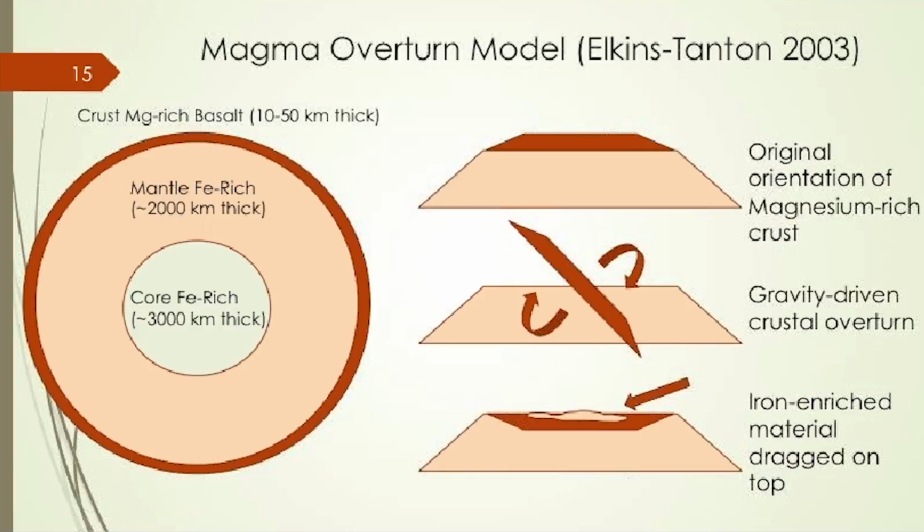Mars has kind of a thinner crust, and the thought was that the crust here, up in the top right, was actually rotated based on a gravity-driven crustal overturn. That could be driven by a gradient difference in the types of magmas we were seeing, because there is magnesium-rich crust and then iron-rich mantle. So if this was true, it would rotate around and drag the iron-rich materials up on top. This is an idea that has been proposed. Of course, it's based on a lot of assumptions.